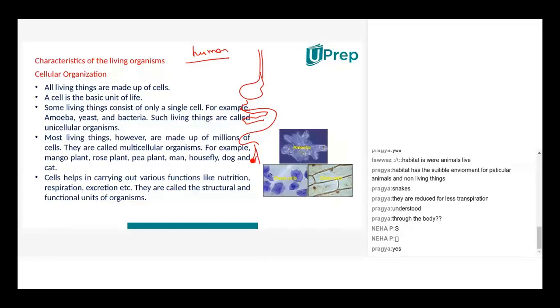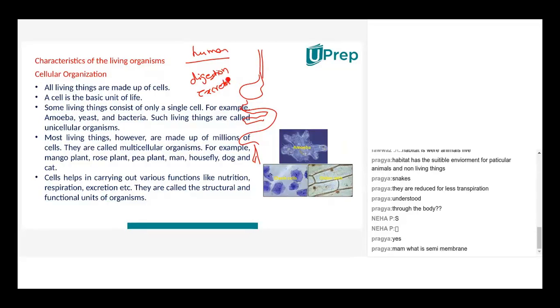Ma'am, I got disconnected when you were explaining about the excretion. We are still on excretion. So what I said is that amoeba excretes through osmosis, right? And human beings, we have a digestive system where excretion happens, and we also have an excretory system. Semi-permeable means it will allow only certain materials to pass through. It will not allow everything to pass through. That is known as semi-permeable.